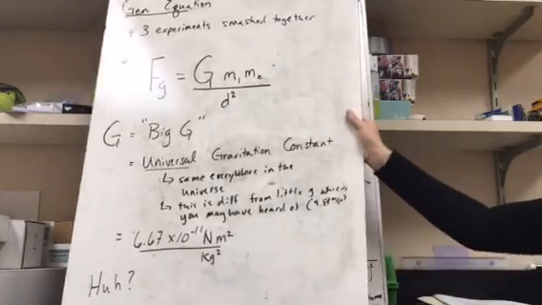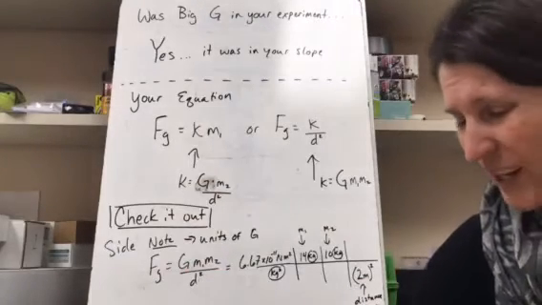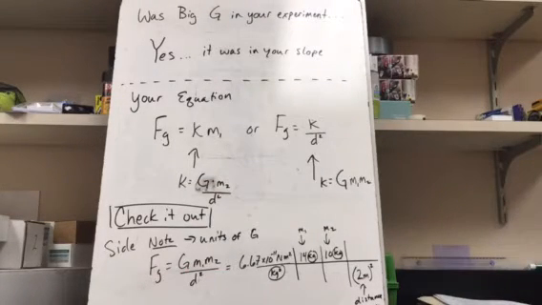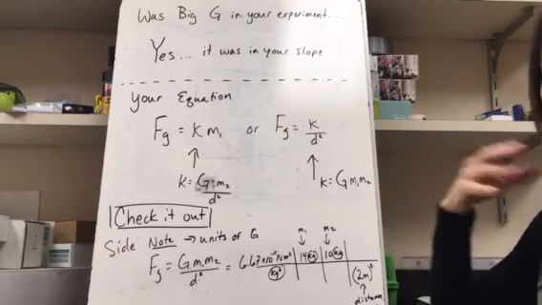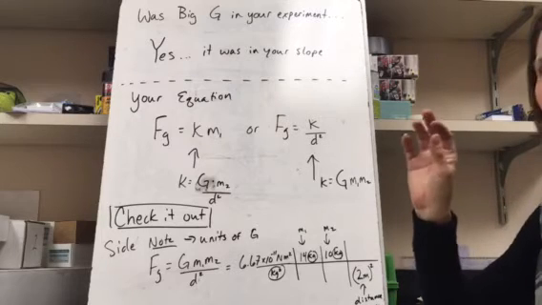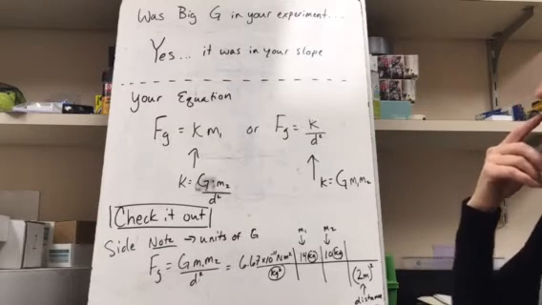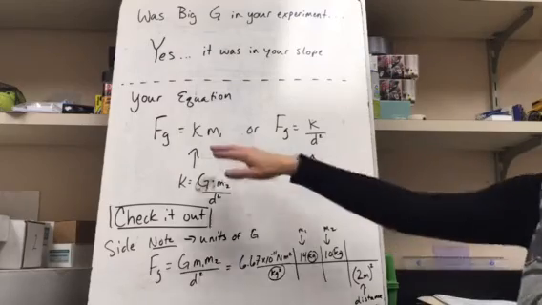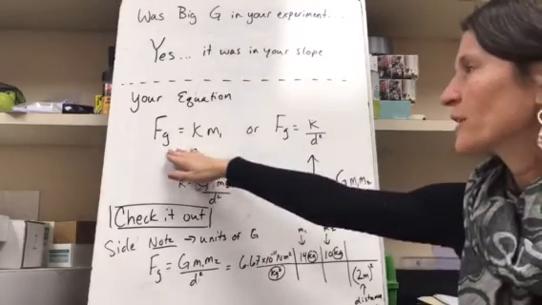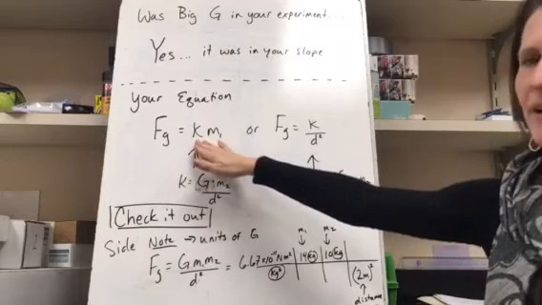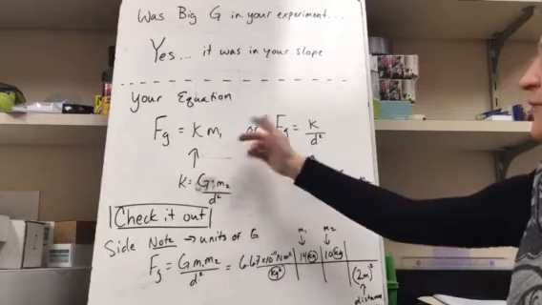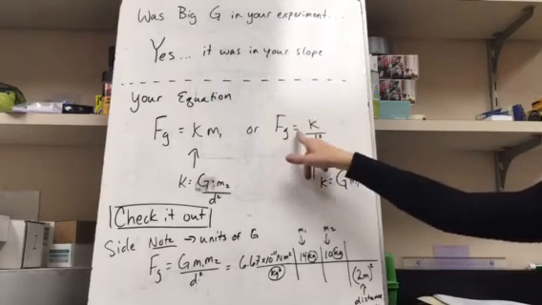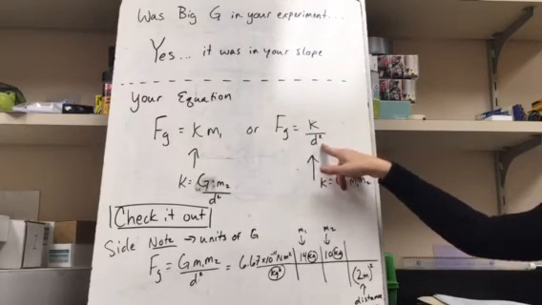So what exactly does that mean? And was big G actually in your experiment? And the truth is, it was. So the big G showed up in your slope. If you look at the value of your slope, it's probably really small. And if you did one of the masses, you probably had your generalized equation as F of g is equal to k, which is your slope, your constant of proportionality, times m1, all right? If you did the other one with distance, you got F of g is equal to k over distance squared.